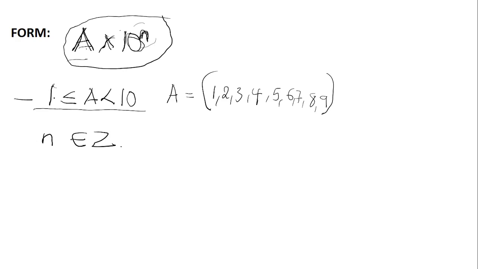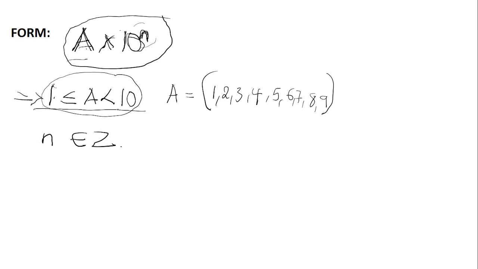1 is less than or equal to A, and A is less than 10. So this means that A can be any number between 1 and 10, but 10 is not included. So you're saying you can put any number from 1 to 9. Any number above 9 is not acceptable to be put on the part for A when you're trying to express a certain number in standard form.